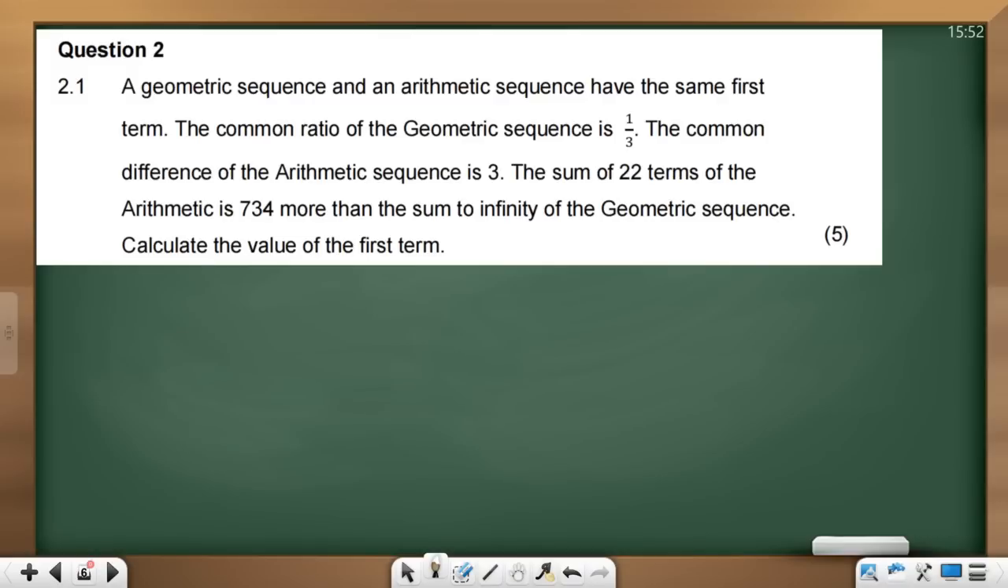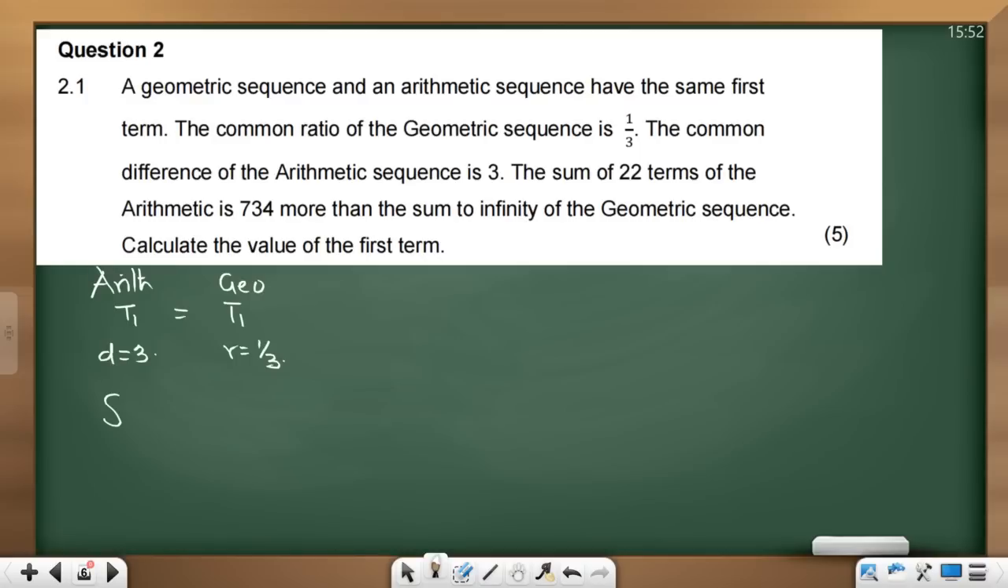Good. Question number 2. A geometric sequence, you got to read, and an arithmetic sequence have the same first term. Okay, let's do this. Arithmetic and geo. T1 is the same as T1. The common ratio of the geometric sequence is 1/3. The common difference of the arithmetic is 3. The sum of 22 terms of the arithmetic is 734.